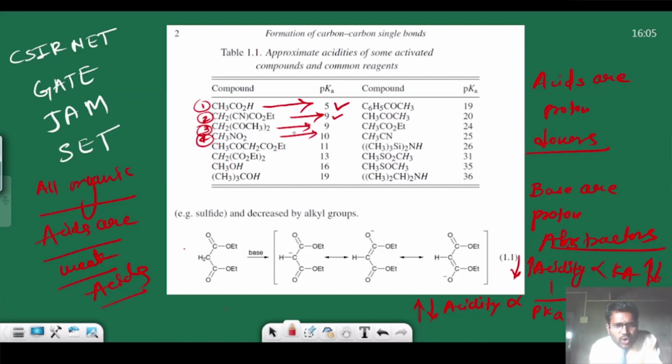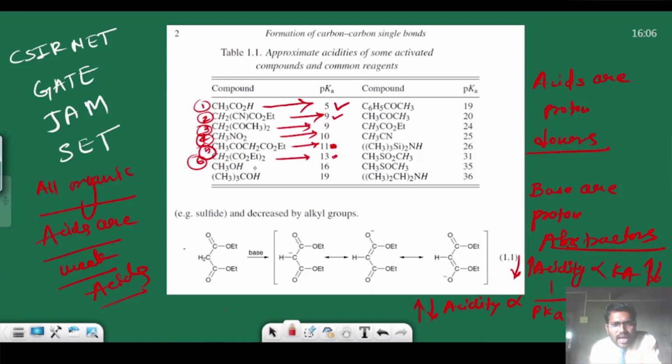This is also an active methylene compound. The fifth one is also an active methylene compound having pKa value 11. The sixth one is an active methylene compound having pKa value 13. That means the compound with the lower pKa is more acidic than this particular compound.